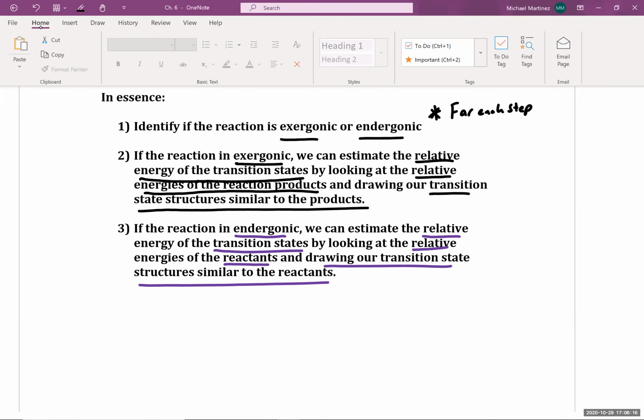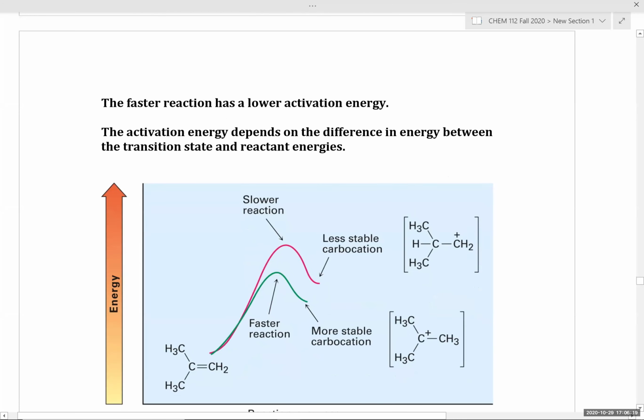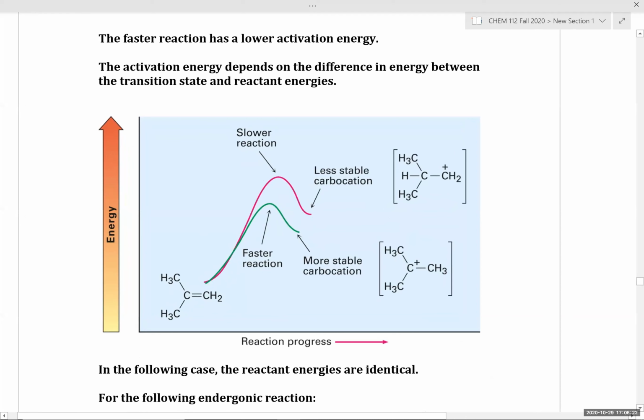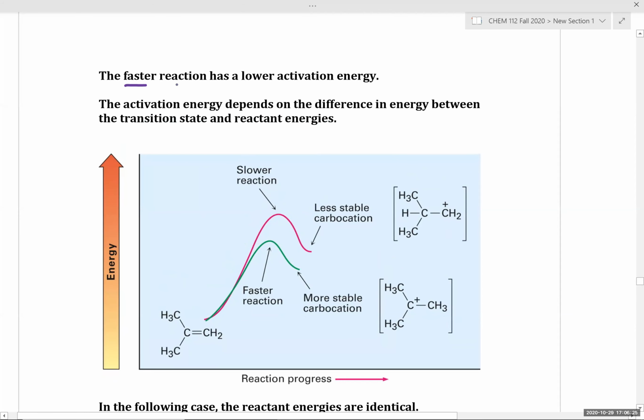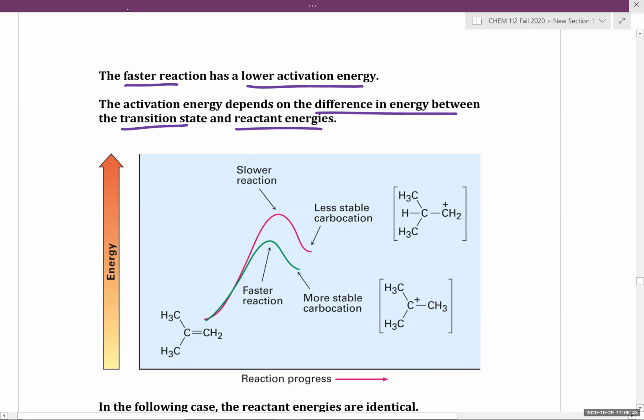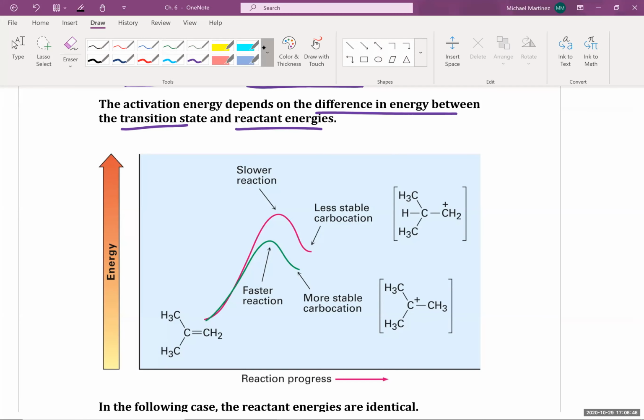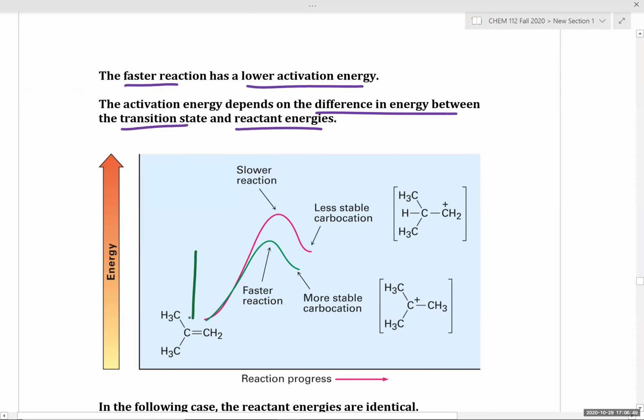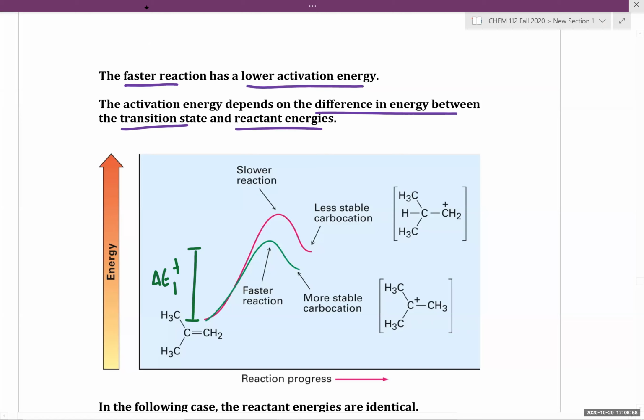Okay, so let's try to put this into practice. And let's look at the following example. So in general, the faster reaction has a lower activation energy. And the activation energy depends on the difference in energy between the transition state and the reactant energies, okay? So we have two different activation energies, and the activation energy is directly dependent on our transition states. So this is our first activation energy, and then we have our second activation energy.